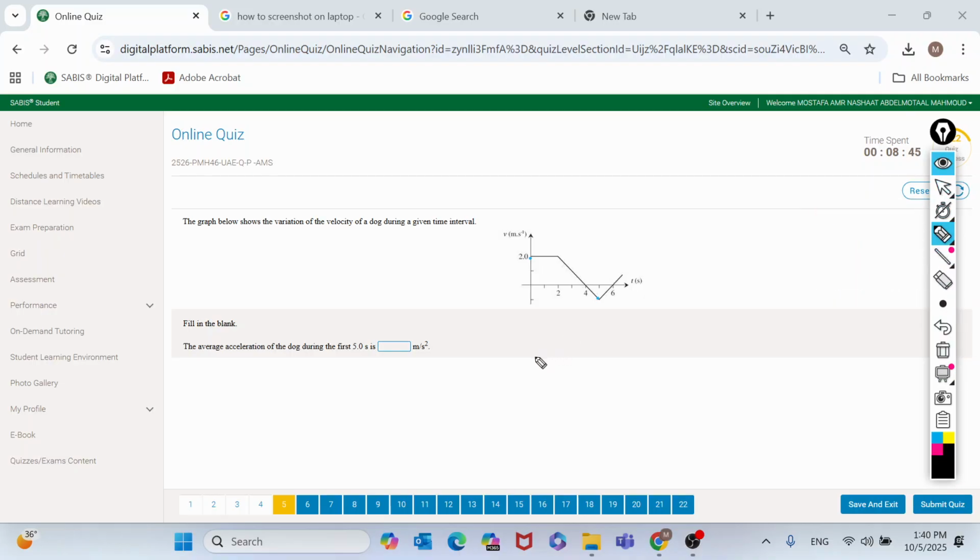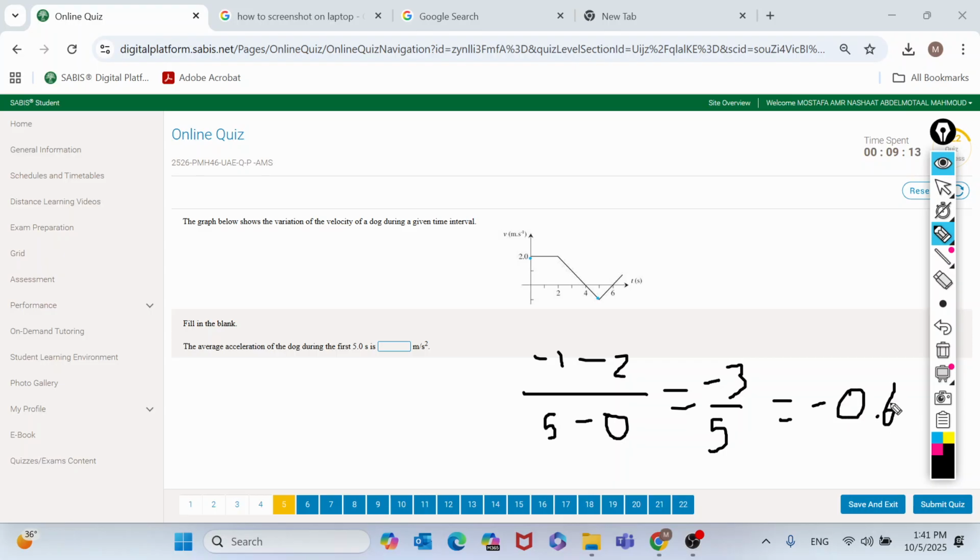So v final is negative 1 minus v initial, which is 2. So negative 3 over t final is 5 minus t initial, which is 0. It's going to be negative 3 over 5, so equal to negative 0.6. Negative 0.6.